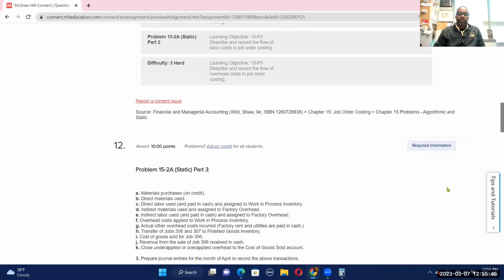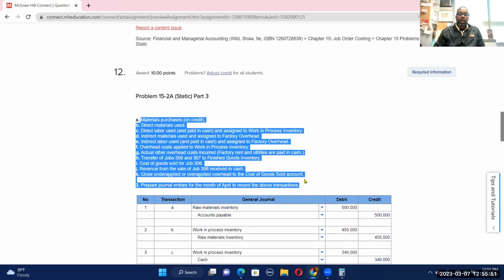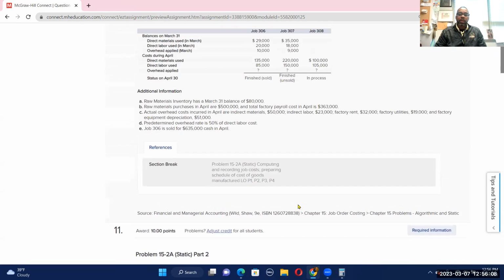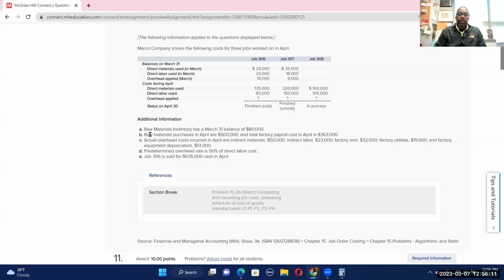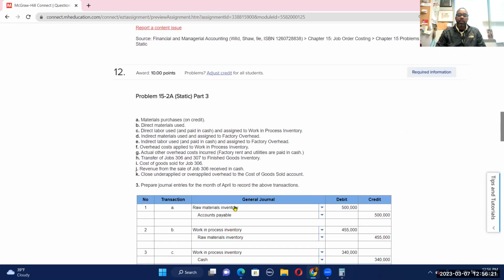The second step, they're going to give you these journal entries, so this is basically me going back and saying, hey, how do you do the flow? Right? So material purchases on credit is a debit to the raw materials, credit to accounts payable. How did you get the 500,000? Raw materials purchases in April was 500,000. That's how you got the 500,000. So we're going to debit raw materials and credit accounts payable.